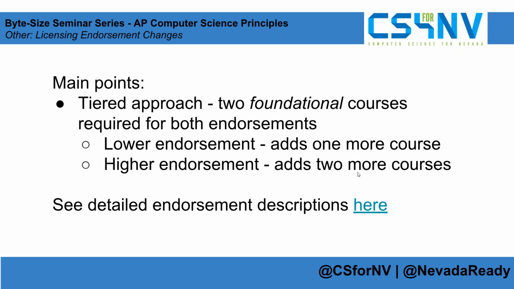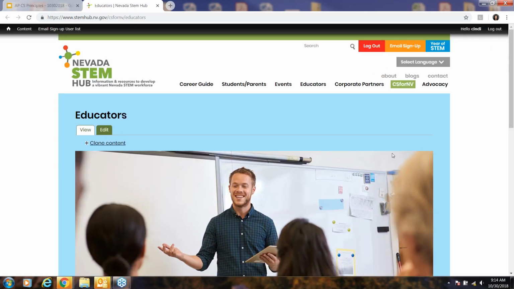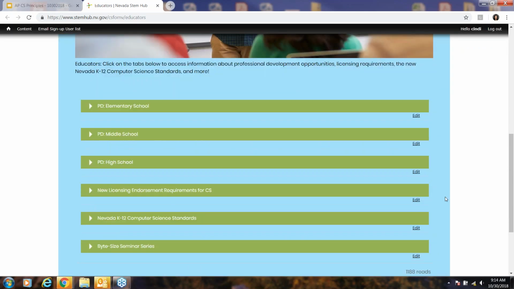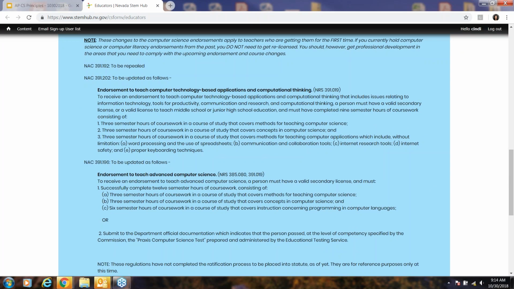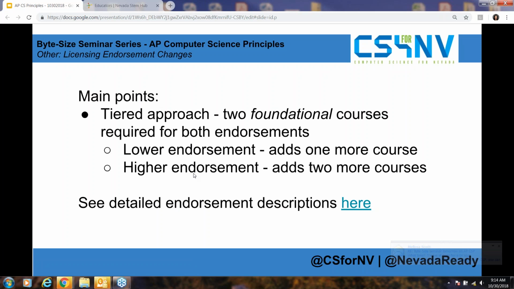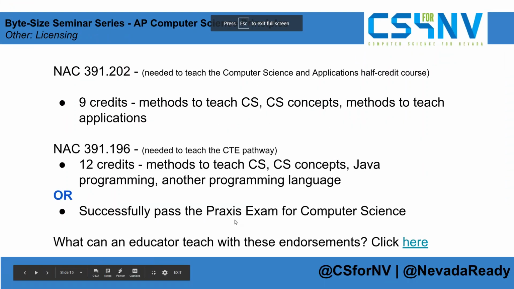And I have detailed endorsement descriptions here that say, for example, if I teach this course and I need to, here we go. We've got all of the requirements here for the endorsements, the lower endorsement and the higher endorsement. And that's on the STEM Hub site. But let me go on to this one.